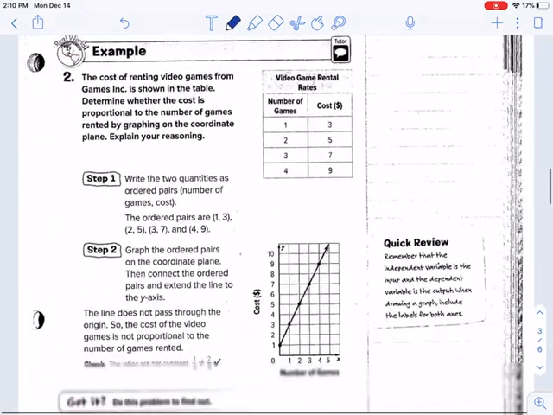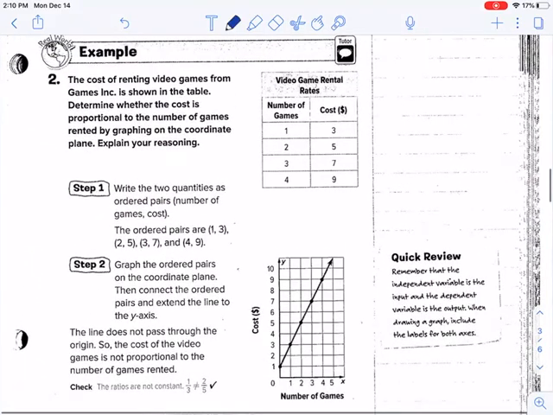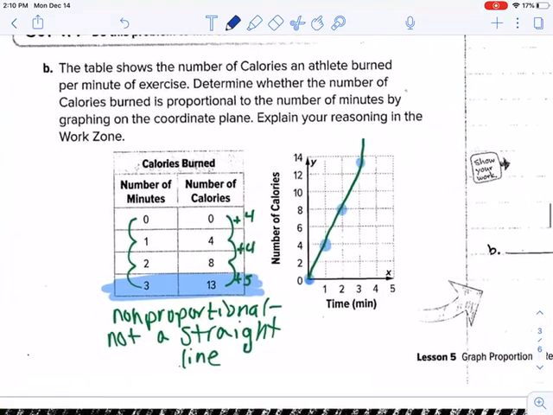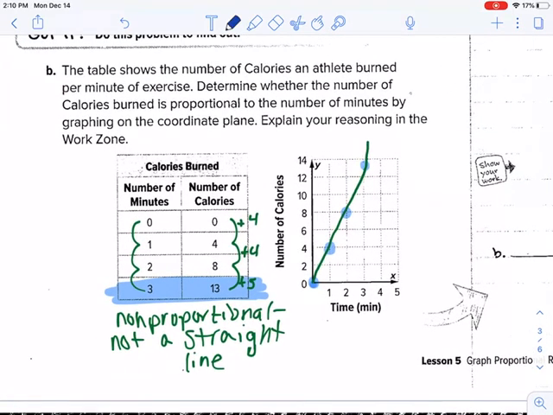All right, look at this next one. That one did not go through the origin, so that would not be a proportional relationship. If you look at letter B, and if you graph those, you'll notice this top one right there is not in the line. So this one's non-proportional because it's not a straight line. And you'll notice right here it went up 4, 4, and then 5 right there. So that's where it lost its constant rate.